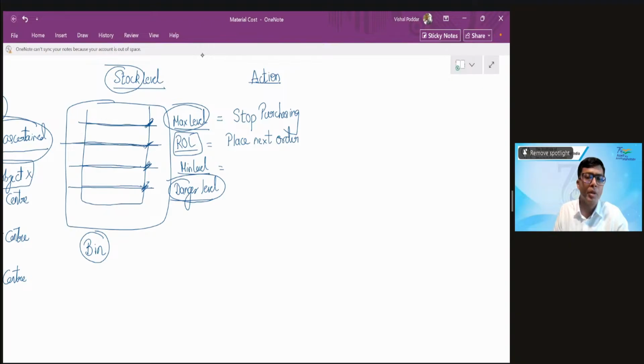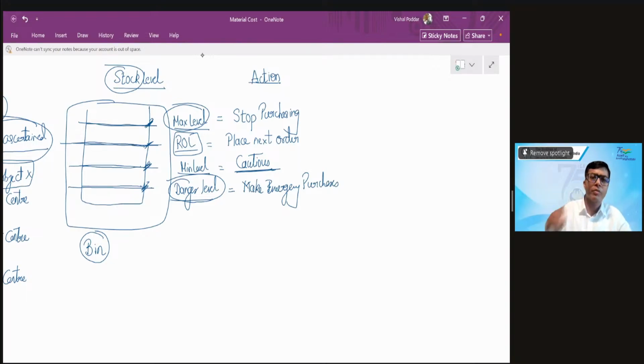Then you have the minimum level where you have to become cautious because now the stock is falling and it can reach a danger level. And if it is at a danger level, you have to go to the market and make purchases on an immediate emergency basis. Otherwise, your work will stop. So these are the different stock levels.